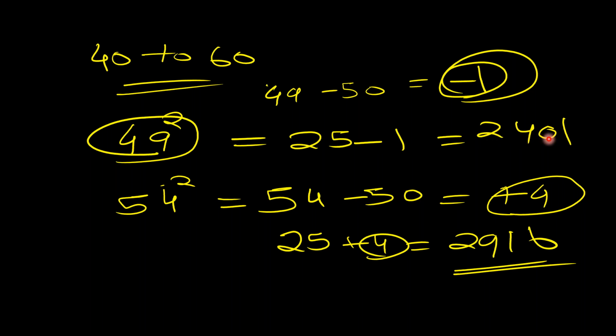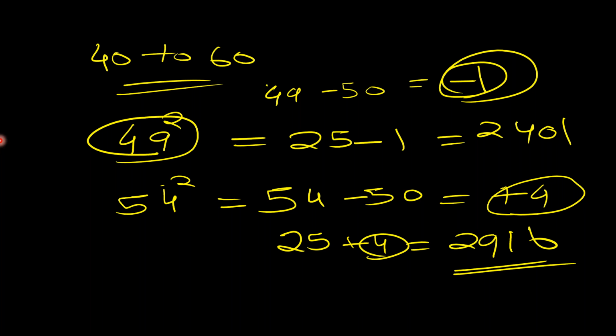So I want 4 digits. So I'm putting 0 in between them. So my answer will be 24, 01. Now see for this question, we have 54 square. So my difference is plus 4 here. From 50, it is plus 4. So 25 plus 4, I'll be getting 29. And 4 square is 16. So my answer is 29, 16. Okay.